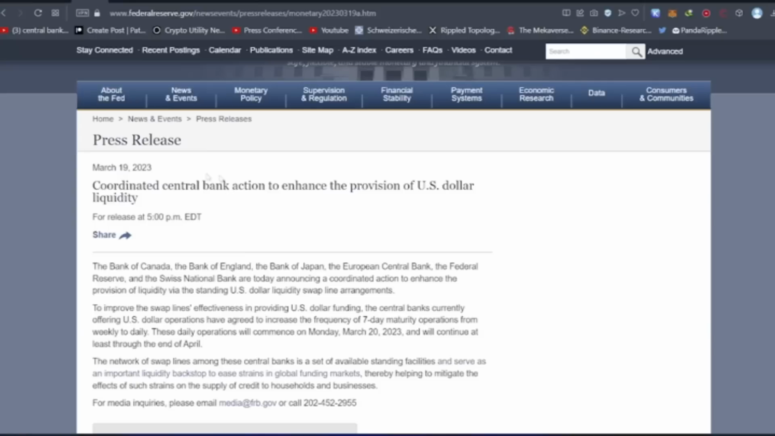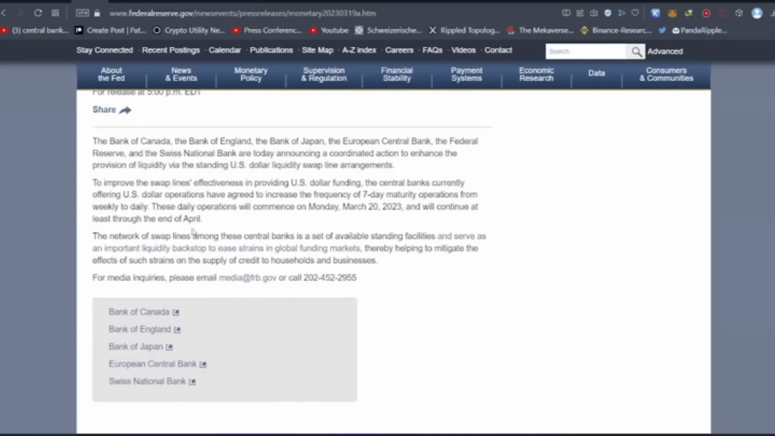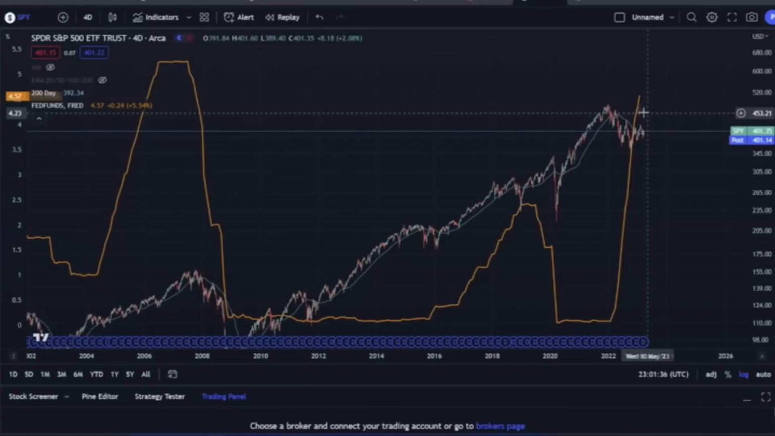So the first thing I want to comment on is the coordinated central banks' action to enhance the provision of US dollar liquidity. Right now, the banks are setting up swap lines between each central bank so there's enough liquidity, and they're trying to backstop a liquidity crisis. That's something to be very concerned about when you're hearing stuff like this, and that's what all of the sell-offs that we've seen in the market were, right? This was a liquidity crisis.